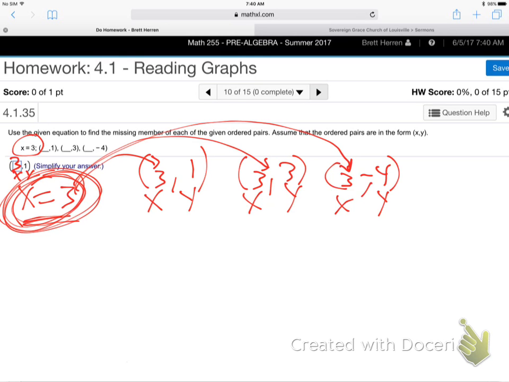So keep that in mind as we go to graph it. That's what that equation does. It hones X in at 3 and says Y, do whatever you want on that. All right.